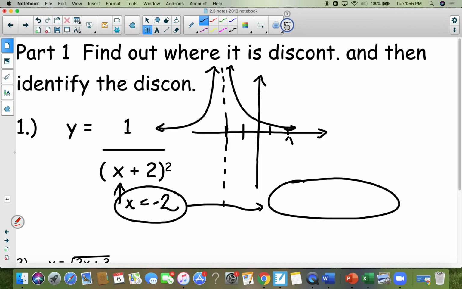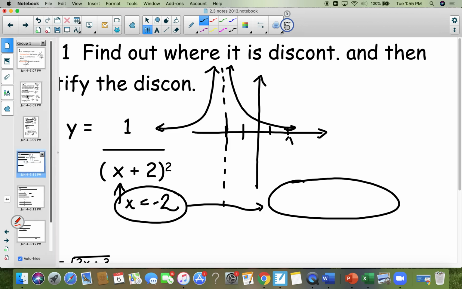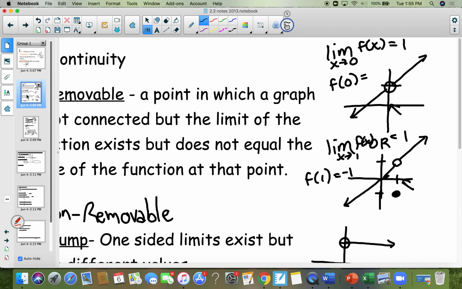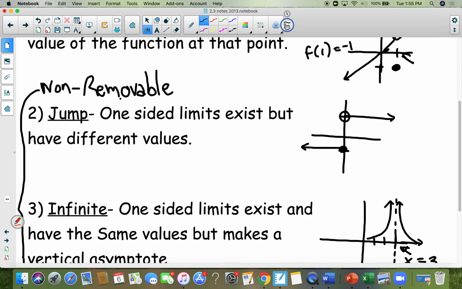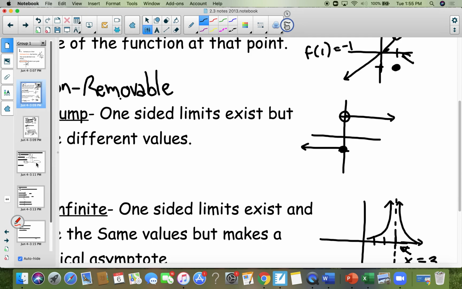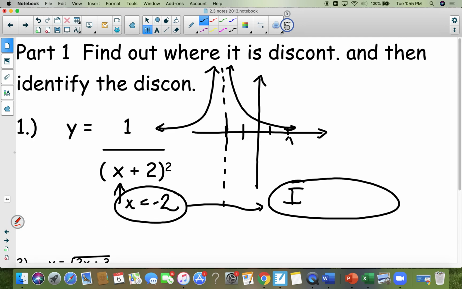So let's go back and just really quickly, right here, is it a removable discontinuity? Is it a non-removable discontinuity? And if it's non-removable, is there a jump in the graph? Or is there a vertical asymptote and they go on to infinity? It's the infinite one, right? Go back to this, and there's an infinite discontinuity on this one. It's undefined or discontinuous at x equals negative 2, and there's an infinite discontinuity in this one.